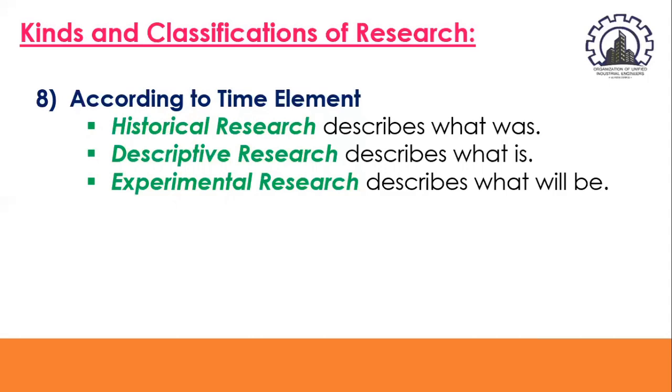Now, other types and kinds of research are named according to the area or field of activity. Hence, we have sociological research, social research, psychological research, anthropological research, physical research, chemical research, industrial research, economics research, health research, nursing research, curriculum research, educational research, and countless others. Okay, so these are the kinds and classifications of research.